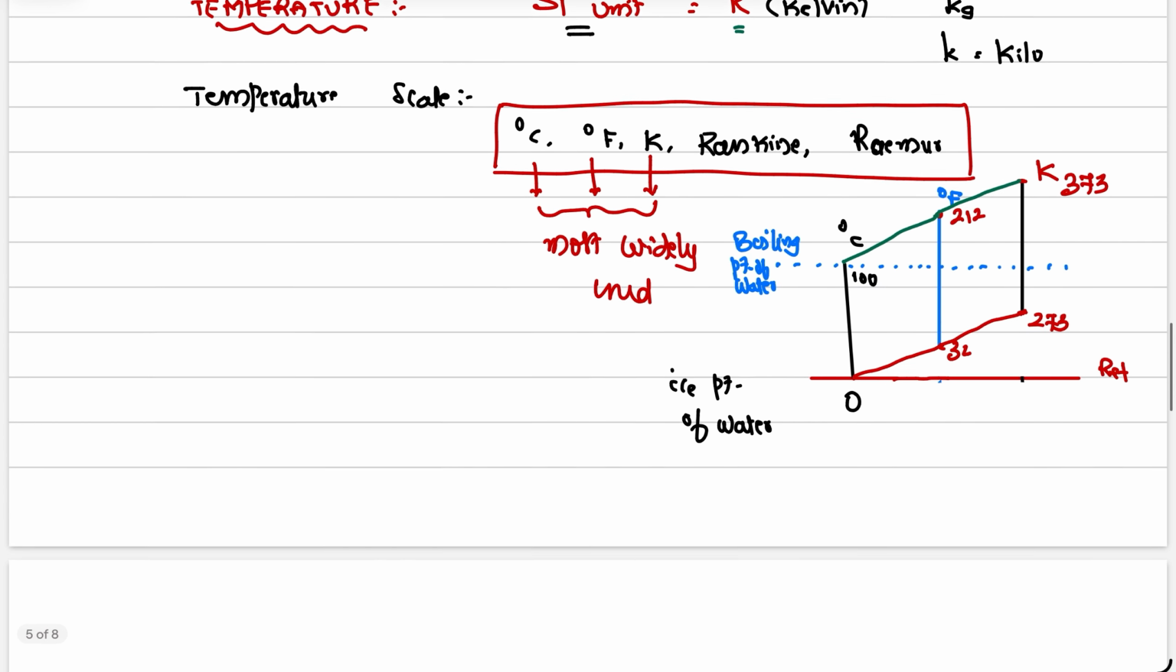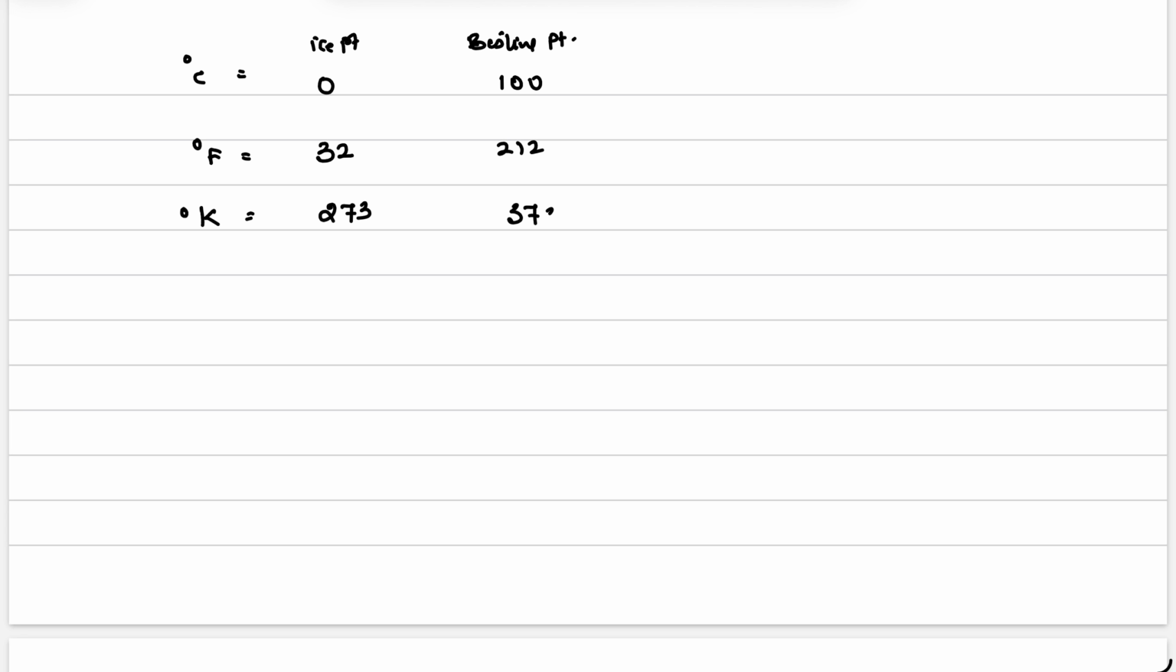Okay. Now, when you do it in degree centigrade, ice point and boiling point, let us write. It is 0, it is 100. In Fahrenheit, it is 32, it is 212. In Kelvin, it is 273 and 373.